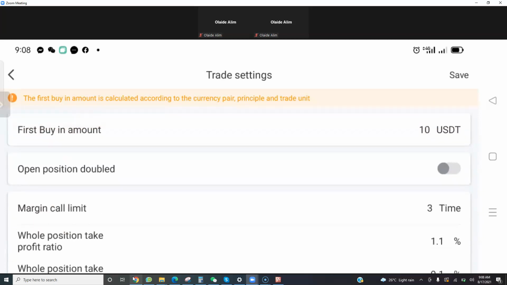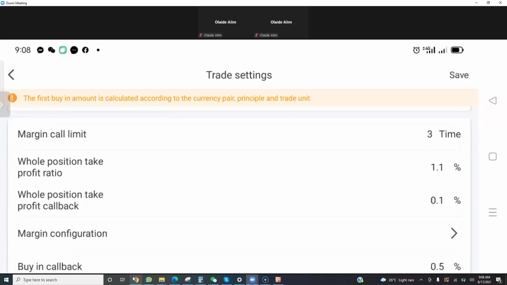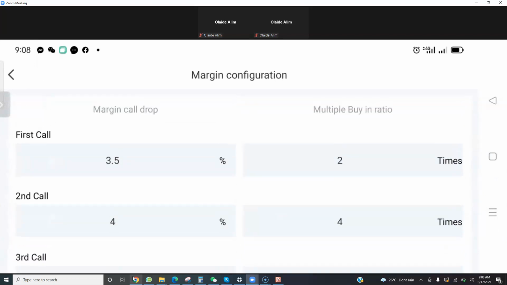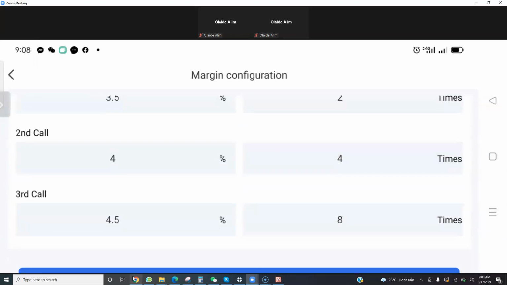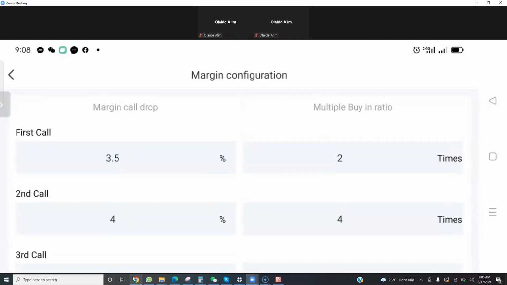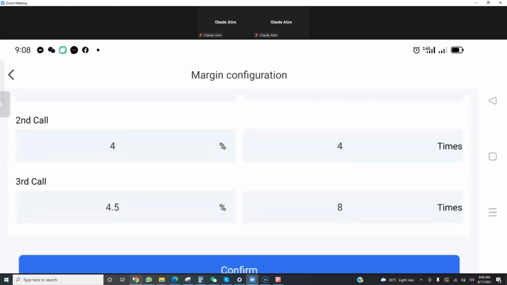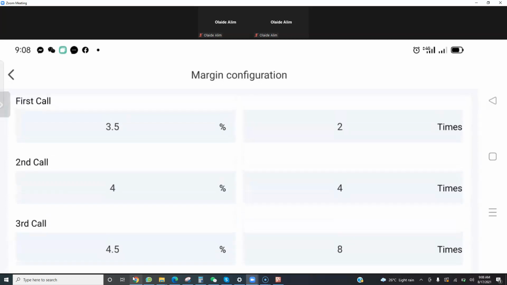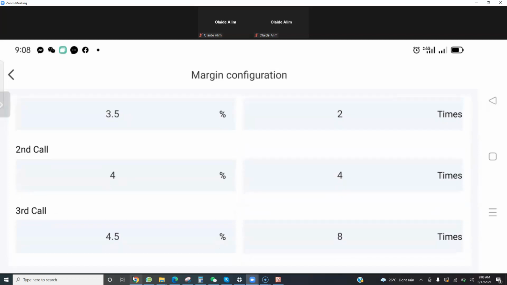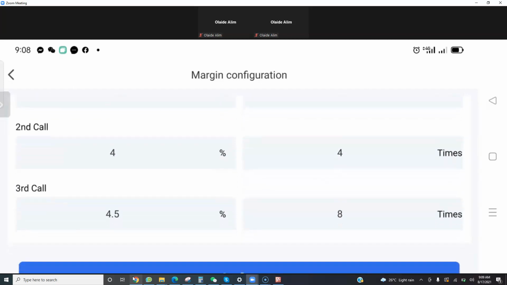Okay, now the next thing that you are going to do is to click on margin configuration, which is very, very important. Remember, we set the app to buy just 3. That is why you can see first call, second call, and third call. You don't need to tamper the first call, which is 3.5, the second call, which is 4, and the third call, which is 4.5. The only thing that we are going to look into here is this.